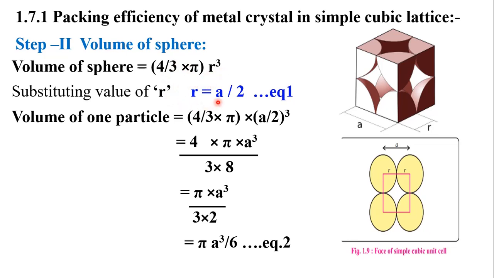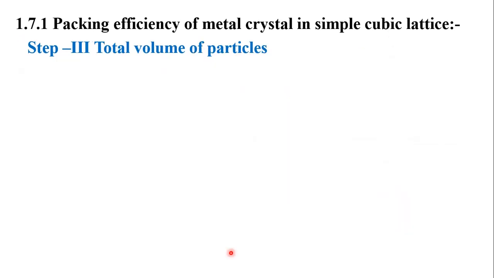But r is equal to A by 2, and therefore 4 by 3 pi A cube divided by 8, and that is equal to pi into A cube divided by 6. So this is the volume of one particle.